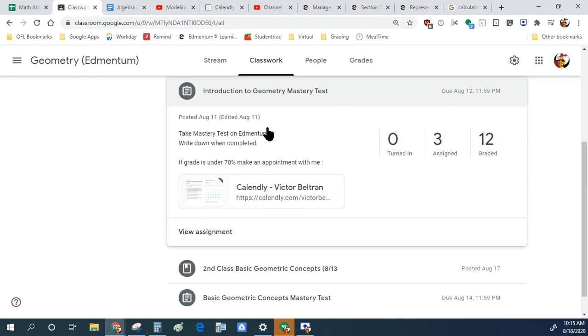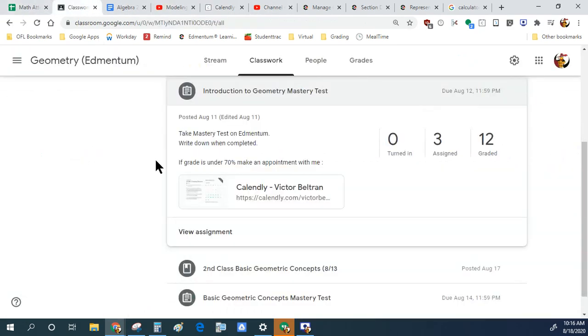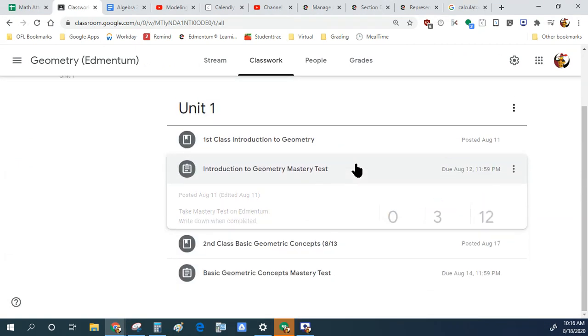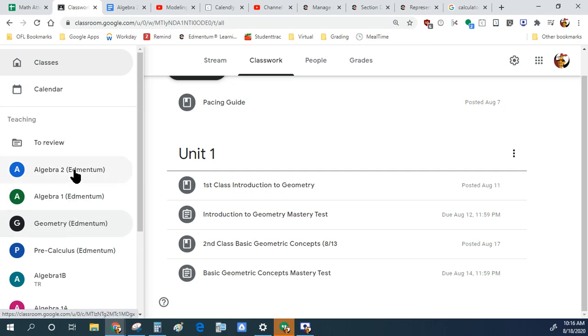Since today's Tuesday, the next class is Thursday. That means I don't want you rushing it Thursday morning. If you haven't done it, that's different. But I always set my deadlines at midnight, that way when I wake up, I can see who has done their work and who hasn't. That keeps you on my radar, so I know this person might need some help. Let me go back to Algebra 2.